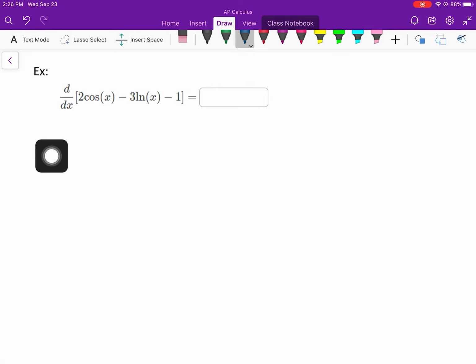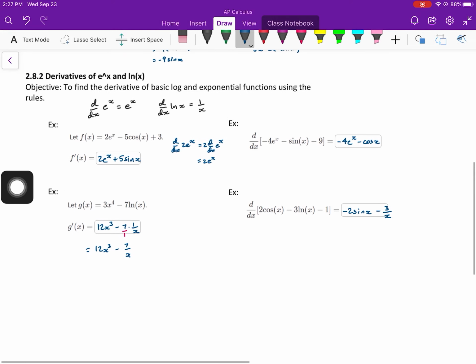Then this one, derivative of 2 cosine is going to be negative 2 sine of x. Derivative of negative 3 natural log of x will be minus 3 over x, or x to the negative 1 as some people like to put, and then derivative of 1 is 0. So that's all that is. These are pretty basic rules.